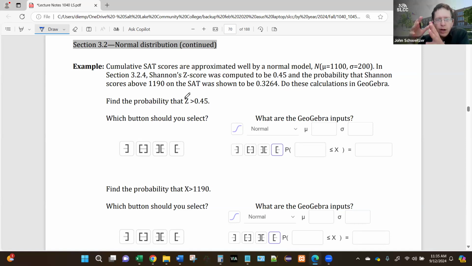If you're reading the book, great. If you're not reading the book, I recommend that you read the book. This is from section 3.2.4 in the textbook.